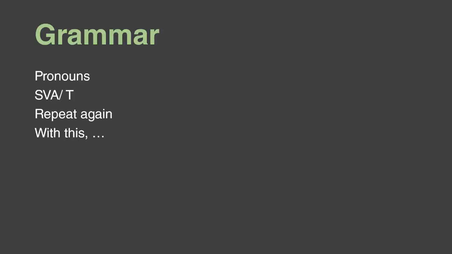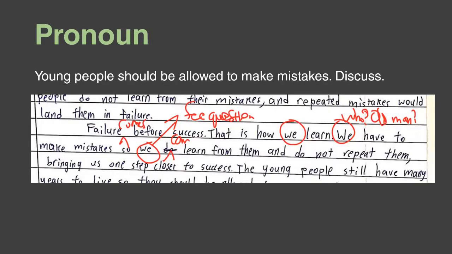Okay, let's move on to grammatical items. You have pronouns, SVA, tenses. Repeat again and with this. So let's take a look. Pronouns. We take the same example. Success before failure. Well, you should pick it a sentence. Success comes before failure, and this is how we learn.